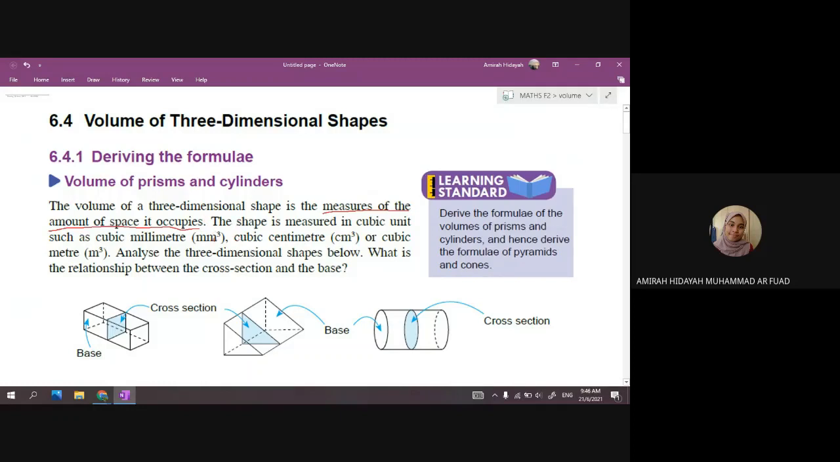Okay, jadi untuk 3D shape, untuk cari volume, kita akan measure dia dalam cubic unit. Iaitu biasanya kita akan guna cubic centimeter lah. So the way to write cubic centimeter is like this. Sebelum ni surface area centimeter square, but for volume dia mestilah centimeter cubic, right?